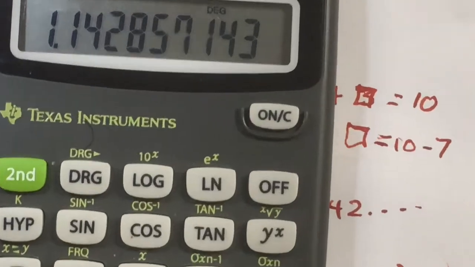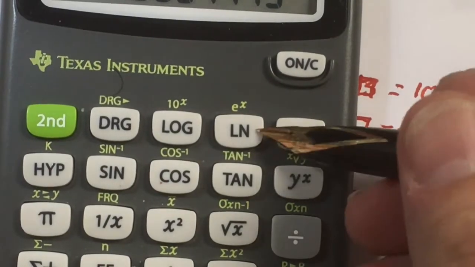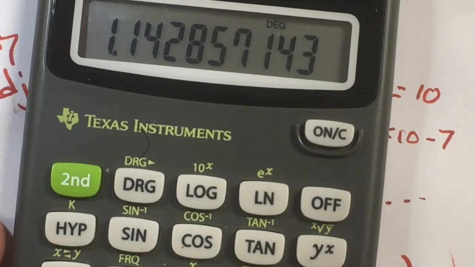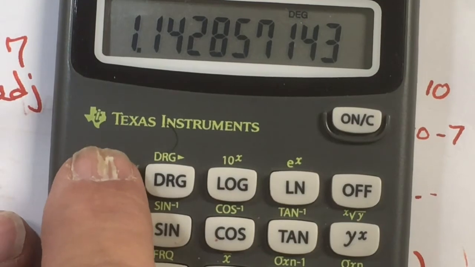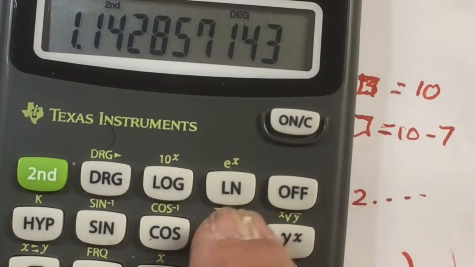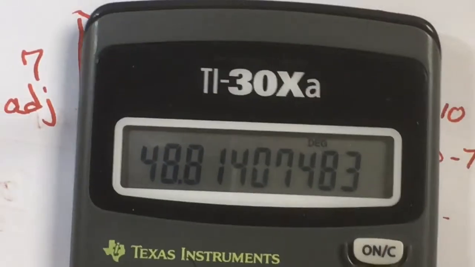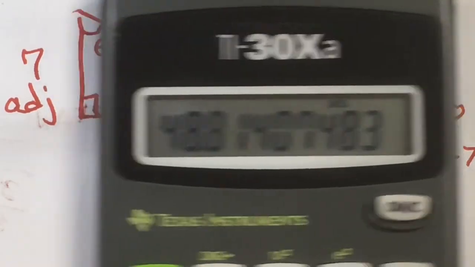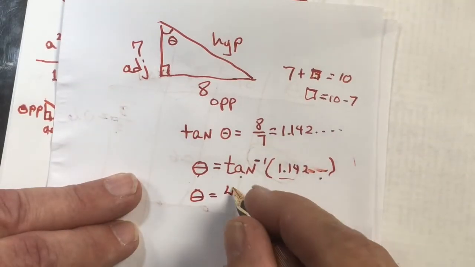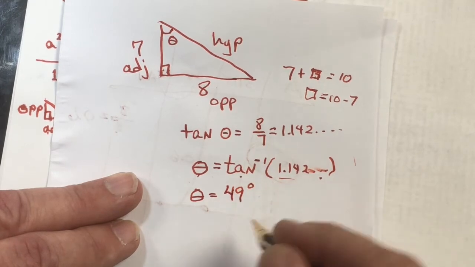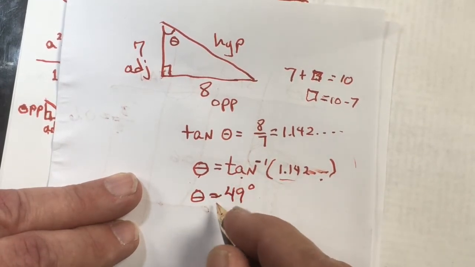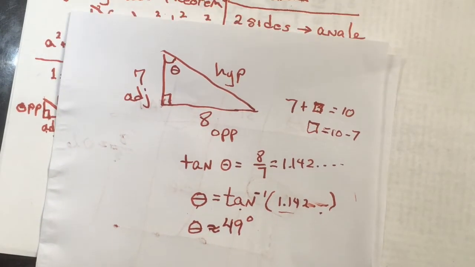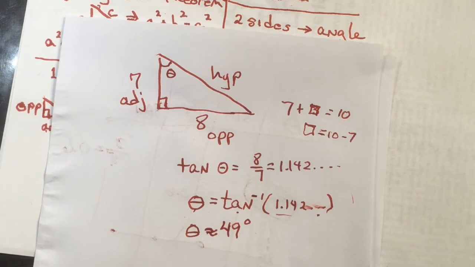If you look carefully, you can see inverse tangent right here, which means you have to first touch the shift button here, and then the inverse tangent button here. What pops up is 48.8. So this angle is 49 degrees, approximately, because I rounded to the nearest degree. That's what an inverse tangent problem looks like, and you have to be able to do one of those as well.